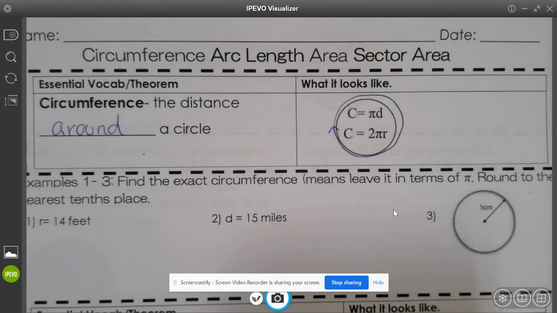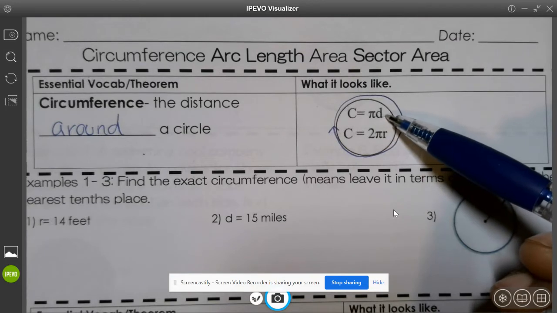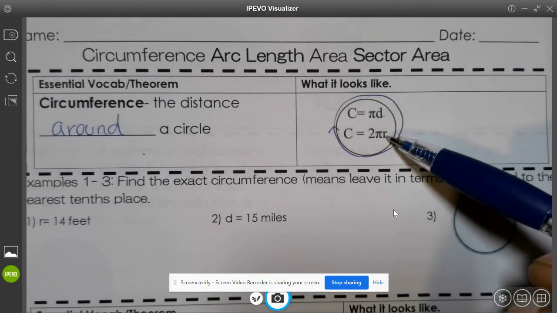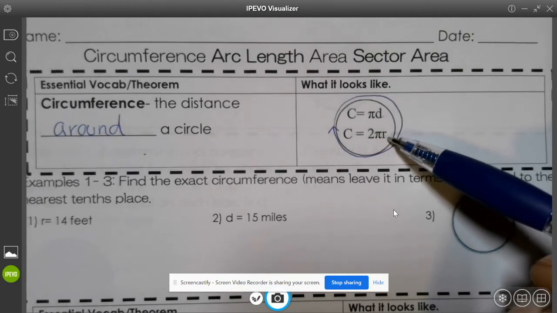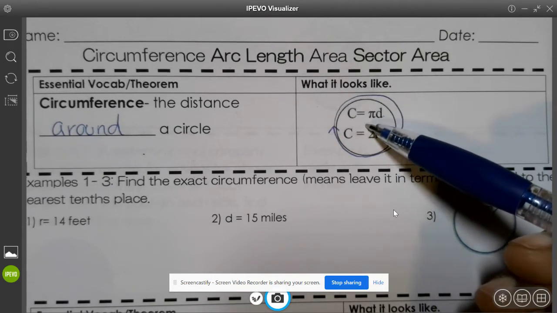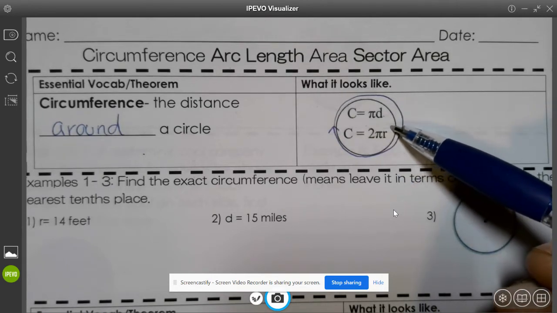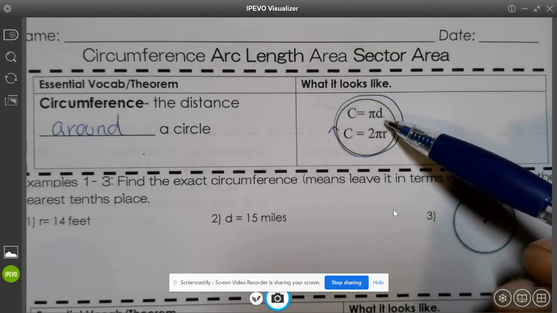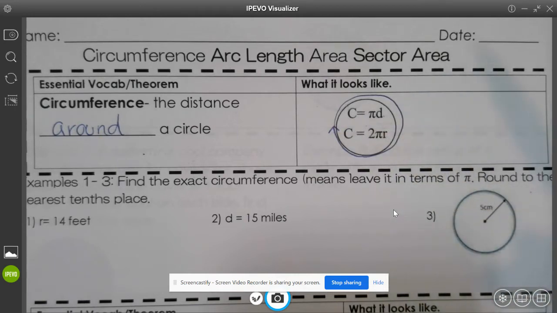It's going to be measured in like inches or centimeters or meters. All right, and there are two formulas. There's a formula if you are given the diameter or trying to find the diameter, and then there's a formula if you're trying to find the radius or you are given the radius. Remember, the radius is only halfway, so if you multiply the radius by 2, you will get the whole diameter. So that's why you can use both formulas.